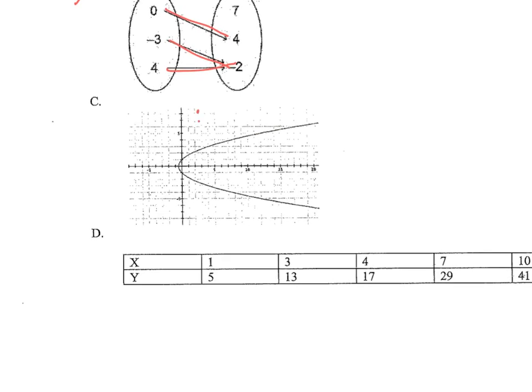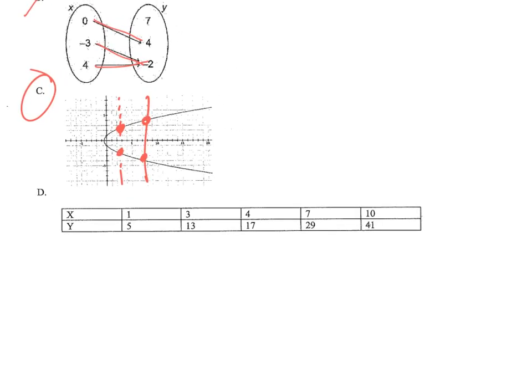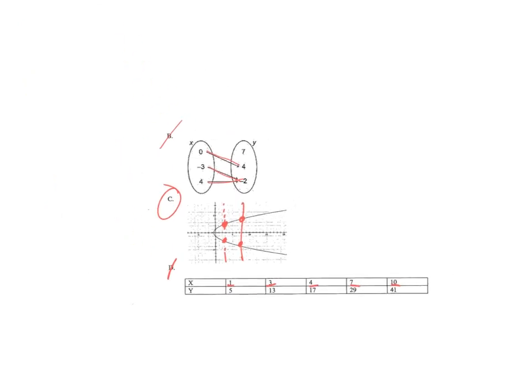C, if I do my vertical line test, I hit that graph right there, and I hit it right there. Actually, it doesn't really matter where I go on this one. I hit it in multiple places. This is not a function. So it's probably going to be C, but let me just double check D real quick. So we've got 1, 3, 4, 7, 10. None of those repeat. So C is our only one that is not going to be a function.